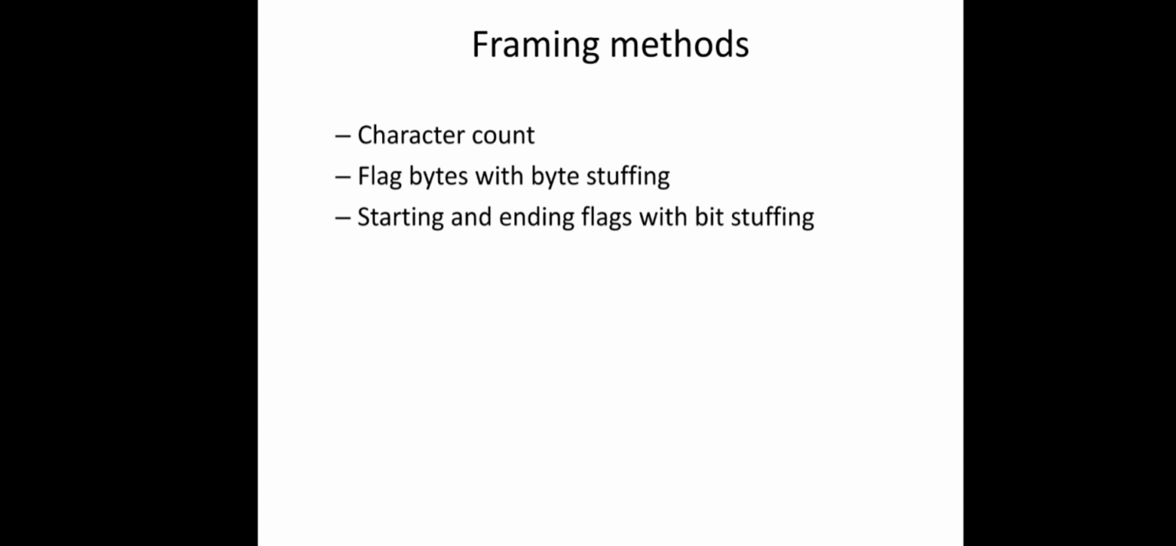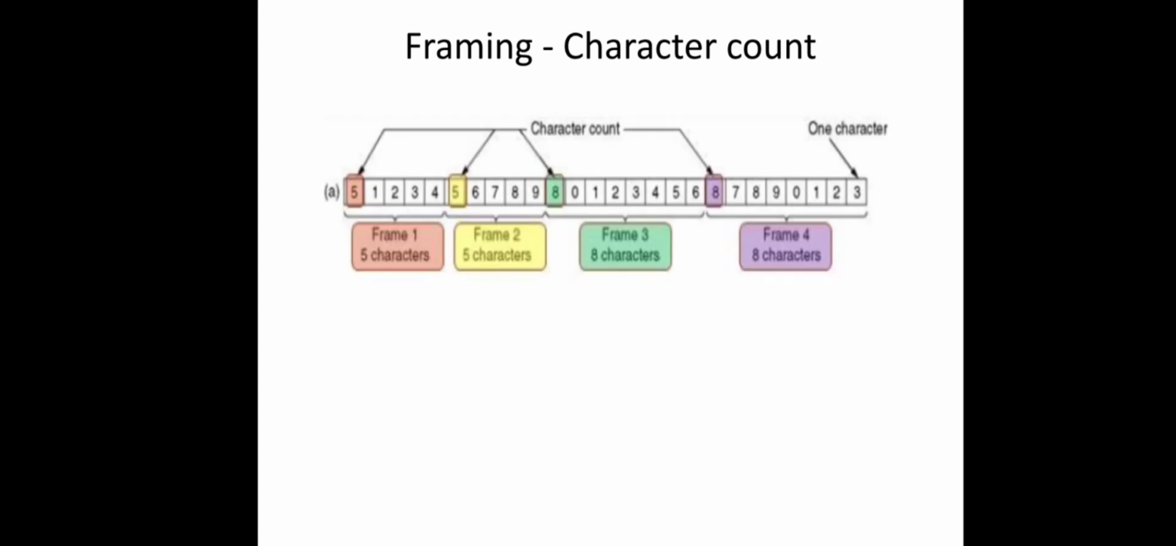These are the different methods: using character count, then using flag bytes with byte stuffing, starting and ending flags with bit stuffing, and physical layer coding violations. These are the 4 different methods to make frames from the raw bits of data. The first method is using character count. This method is very simple actually.